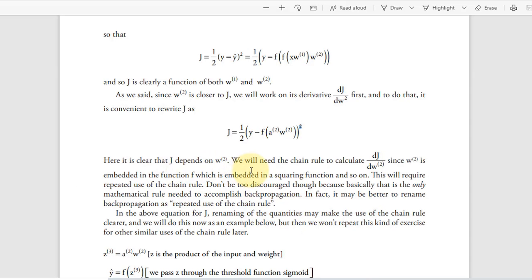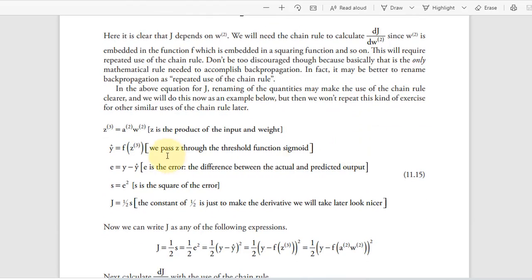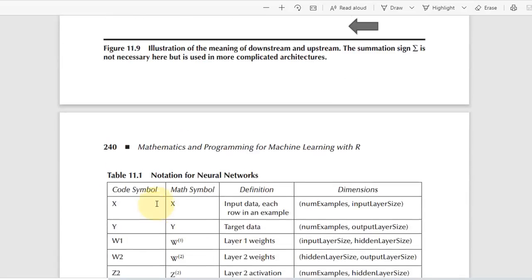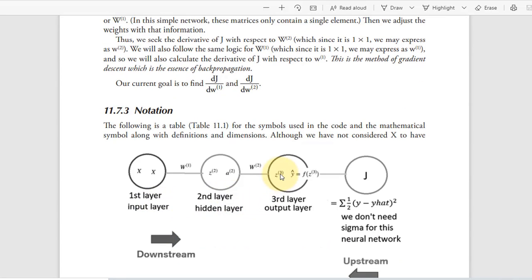So going back to here, you can see that if I want dJ/dW2, this W2 is embedded in this f, and then that is in here, and then we're squaring it. So there are several different processes involved, and so the chain rule is going to have several factors. And so if I call Z3, remember Z3 is here, and then y hat is f of Z3. We put Z3 into the sigmoid function, we get y hat.